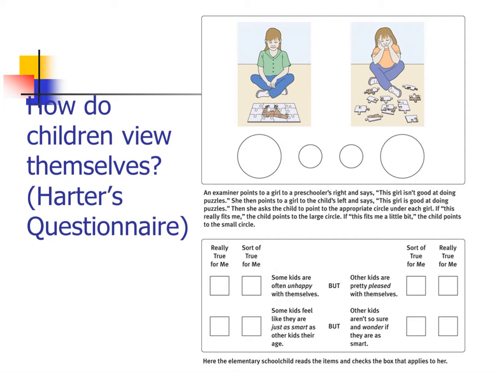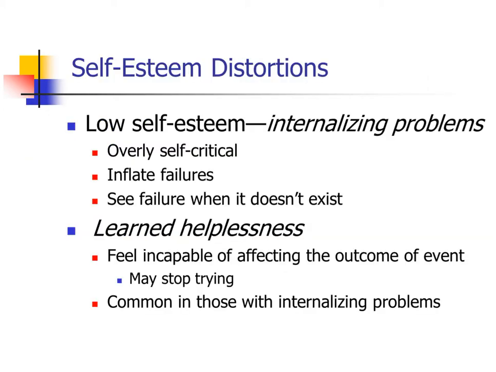And a lot of times this is exactly what happens when they start minimizing and maximizing. They will maximize the fact that they only had one failure, and then they'll minimize the fact that maybe they did have 10 successes in the past, but they don't look at those. So we've got to figure out how these distortions come into being, and how they really affect a child's development. So here we look at self-esteem and low self-esteem and the internalizing problems. A lot of times they're overly self-critical, that they inflate or maximize, like I talked about, their failures, and they see failure when it doesn't even exist.